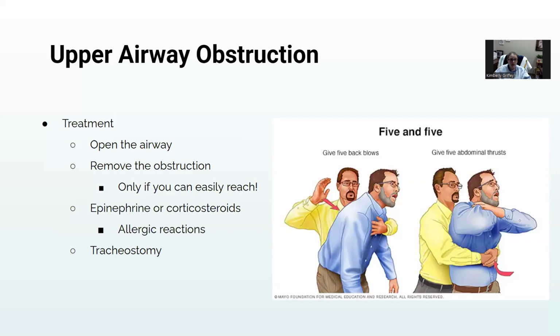If you think of somebody that's having an allergic reaction to peanuts, their throat and everything starts to swell and becomes obstructed, you can give them epinephrine or some type of corticosteroid to relax that tissue. If this is not effective, then you may need to trach them, or they'll need a tracheostomy.